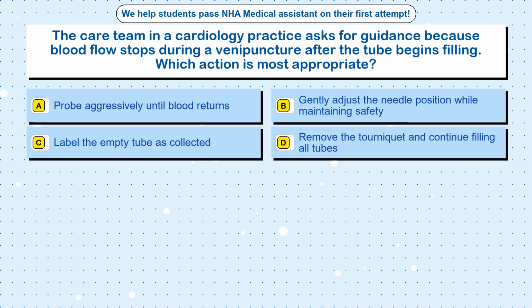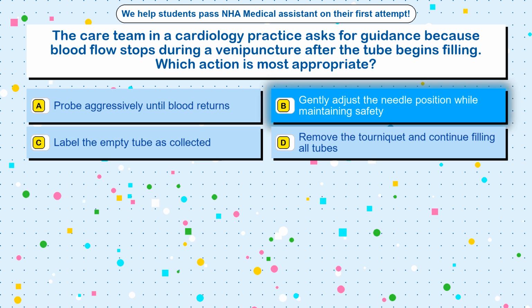Question 90. The care team in a cardiology practice asks for guidance because blood flow stops during a venipuncture after the tube begins filling. Which action is most appropriate? Option A. Probe aggressively until blood returns. Option B. Gently adjust the needle position while maintaining safety. Option C. Label the empty tube as collected. Option D. Remove the tourniquet and continue filling all tubes. The correct answer is option B.